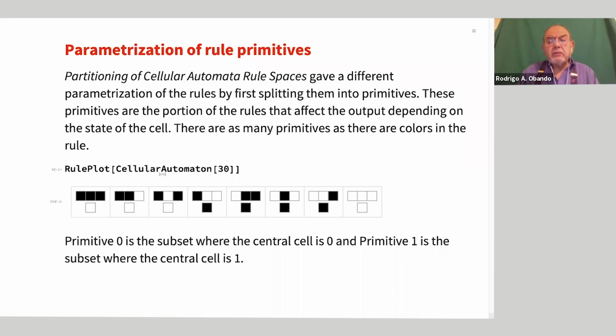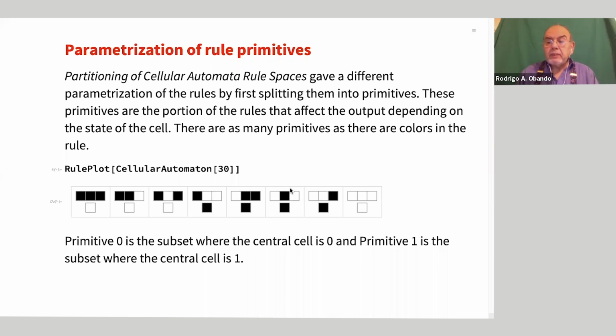So these are primitives, and these are the colors of the rule. For instance, this is the rule plot for elementary cellular automaton 30, and as you can see here, you have the input, the two neighbors, and then the central cell. And as you can see, the central cell, for instance, that I call primitive 0, is the subset where the central cell is 0. So this one and this one are actually primitive 0.